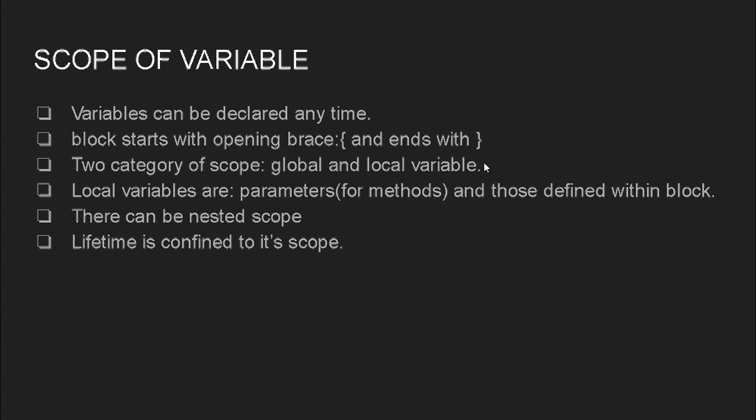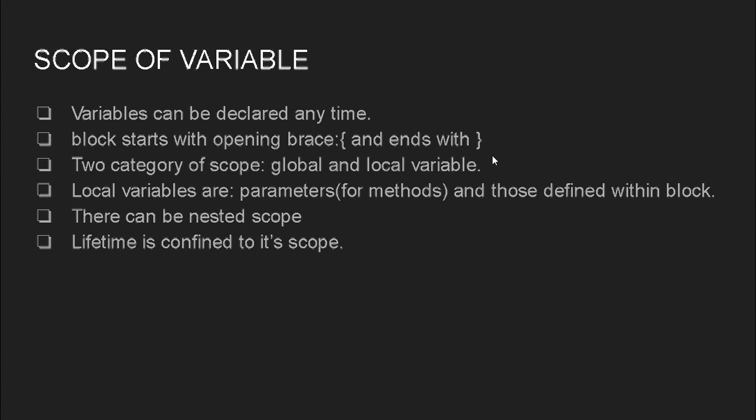So this is the starting brace and this is going to be the ending brace. Okay, and there are two types of variables in Java. One is local variable and another is global variable. Local variable means those things which we define in a function, or those things which we are going to define in that particular block. So those are the local variables. And global variables are those which we define outside the function or outside the particular block. Okay, so that is the kind of global variable.